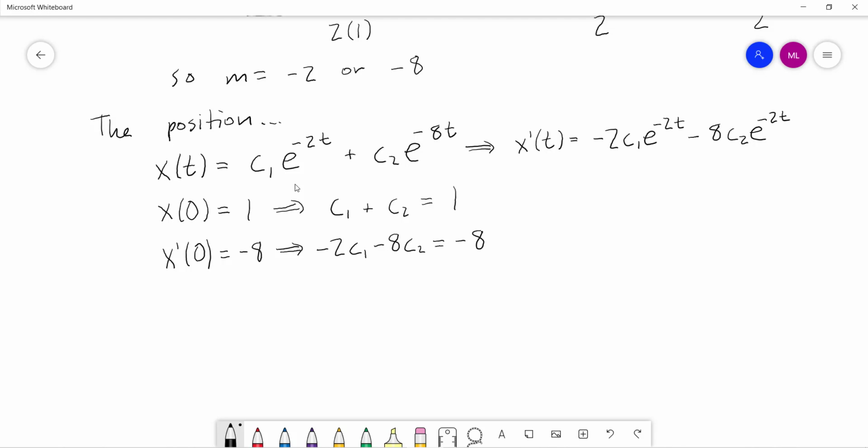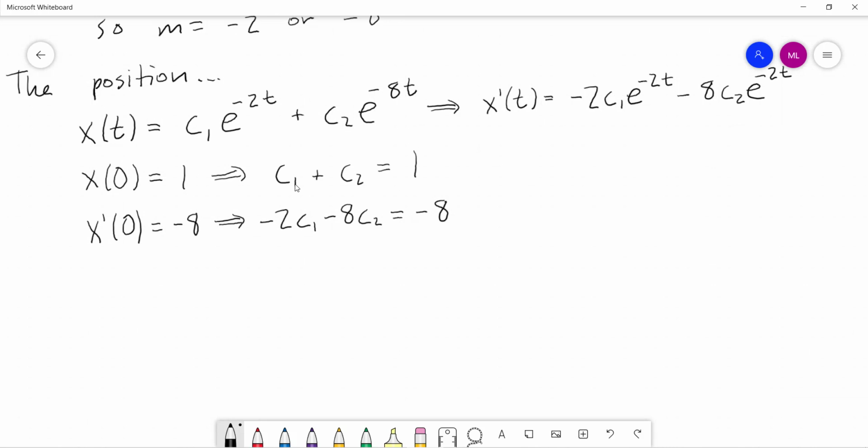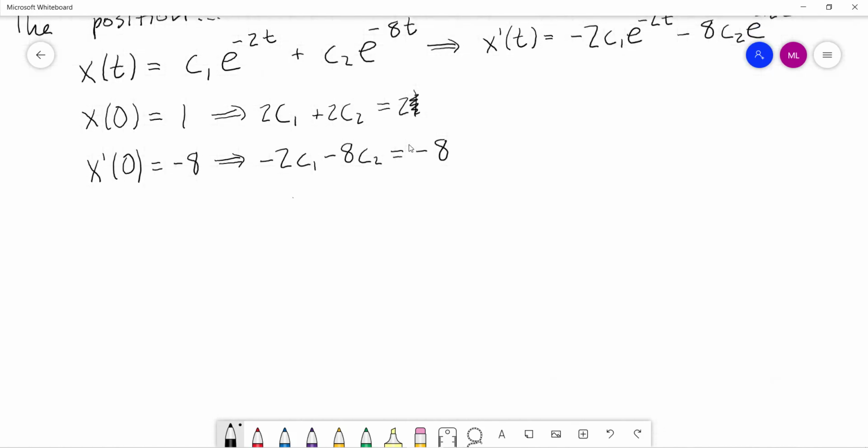Okay, so let's see what we get out of this. I can do either a substitution or an elimination method. I'm going to do an elimination method in this case. I'm just going to double the top equation. And I'm going to add the two equations together. And I will get 0 for the c's. So basically, I'm just adding them together. I'll get -6c2 equals -6. And that tells me that c2 equals 1, assuming I didn't screw that up.